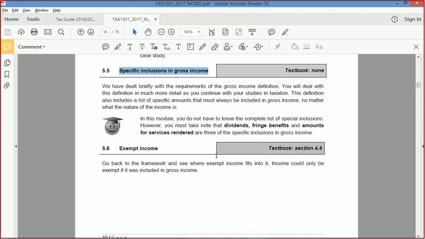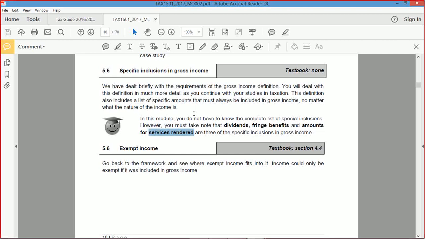Okay, so a specific inclusion is something that must be included in the actual gross income of an individual. Because remember, gross income has a very specific definition. As long as you are earning an amount, doesn't matter what the amount is, it could be dividends, fringe benefits, anything, services rendered, it's all going to be part of your gross income.